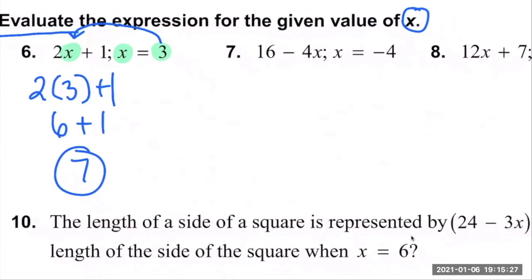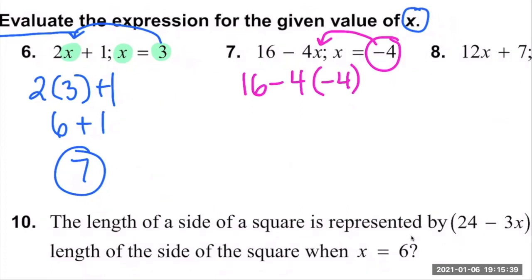So let's go ahead and do number 7 together. Same thing, we're going to take this -4 and we're plugging it in for x. So now we have 16 minus 4 times -4. Right away, I have a -4 times a -4. Two negatives make a positive. So this is going to become 16 plus 16, which gives me 32.